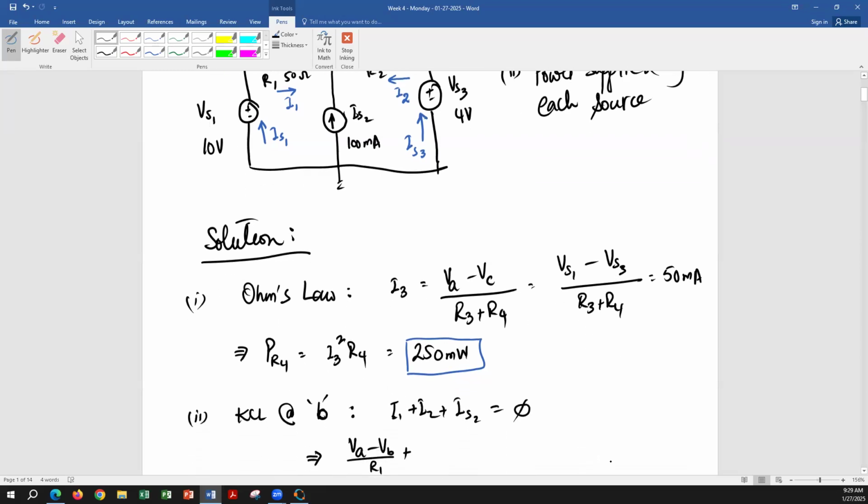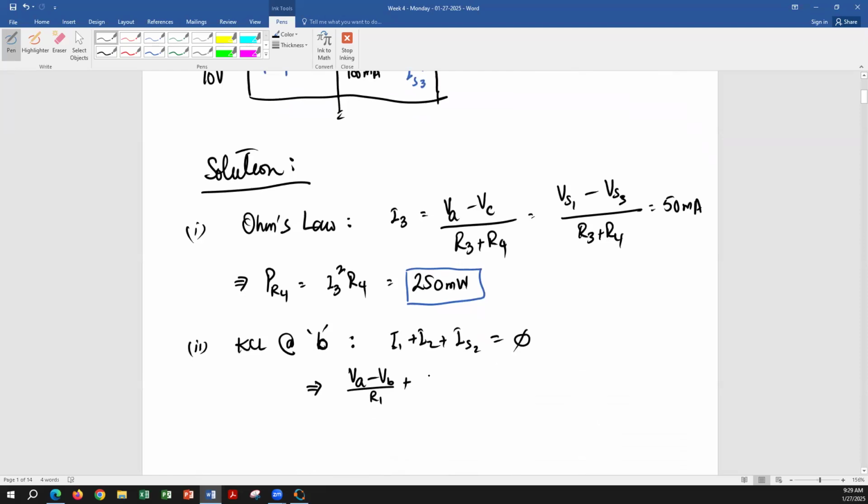VC minus VB over R2. And of course, IS2 is given to us, so we'll keep IS2 as it is, or rather we take it on the other side of the equation, because that is a constant value, and it's going to become minus IS2.